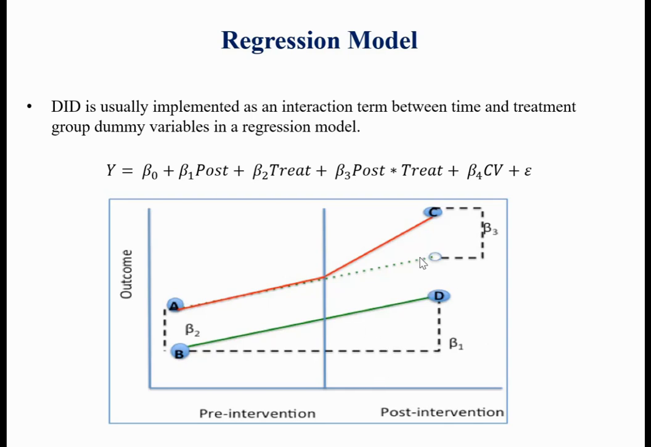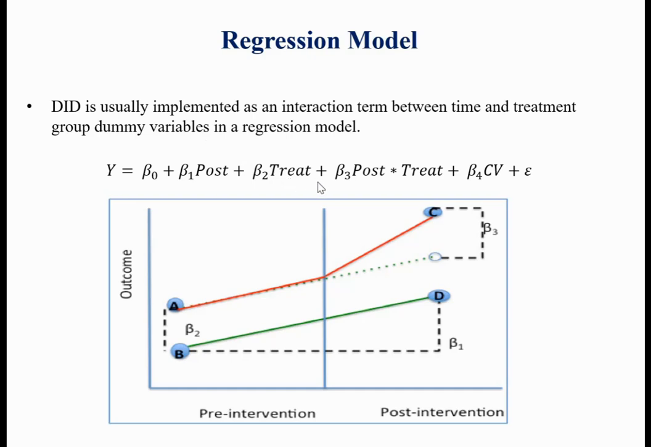So looking at this regression model, we have Y, that is our output or outcome variable, equal to beta 0 plus beta 1 times post, and the post here is a dummy variable representing the period after the intervention, and then beta 2 times treat, which is also a dummy variable that is taking care of what? The groupings, that is the treatment group and the control group.